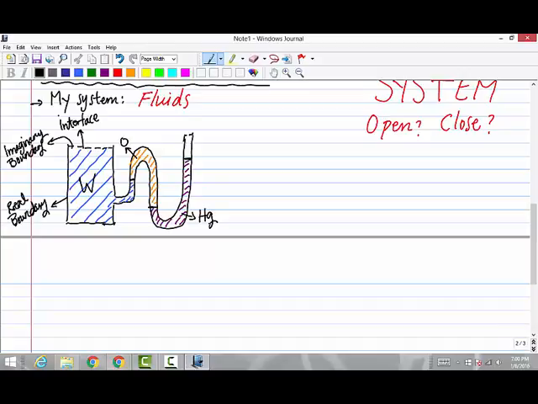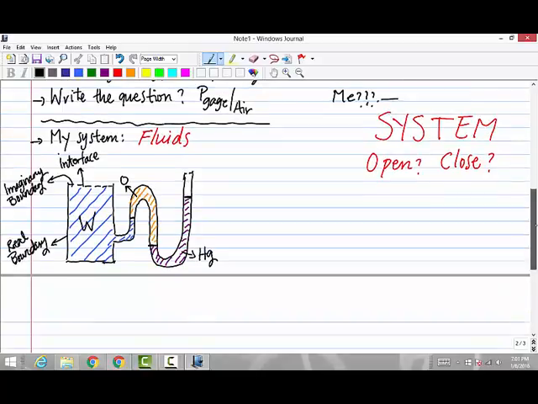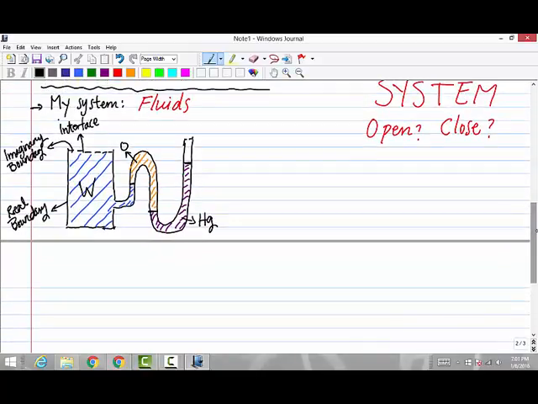So back to these steps. Write the question. Okay, the gauge pressure at the air. So as I said before, the gauge pressure of the air is equal to the pressure on the interface. So if I pick a point here, point 1, this is exactly what I'm looking for. So P1, the pressure at point 1, is equal to P air. I'm looking for P air. So P1 on the interface is equal to P air, the gauge pressure.